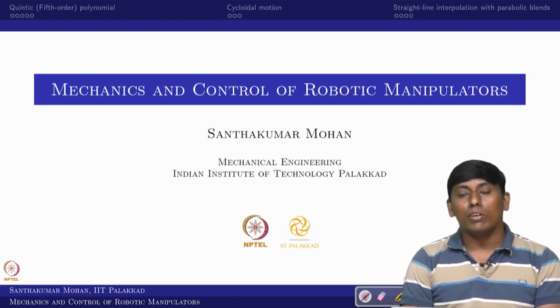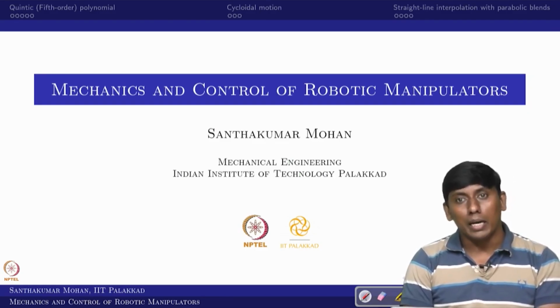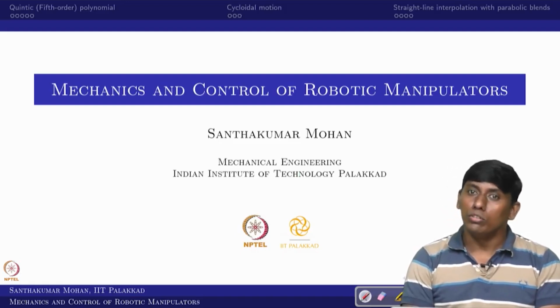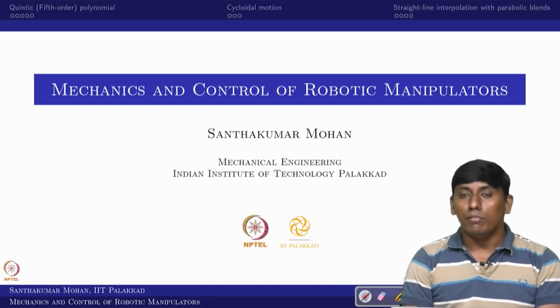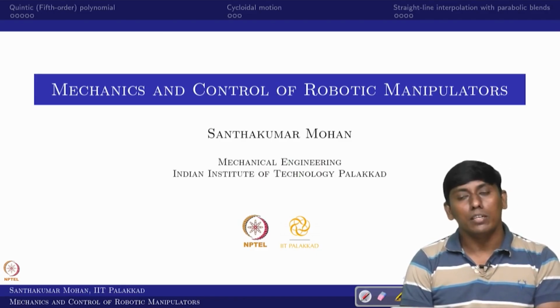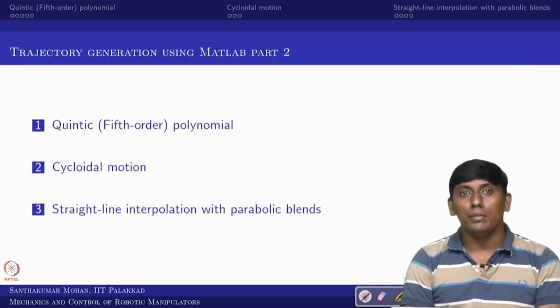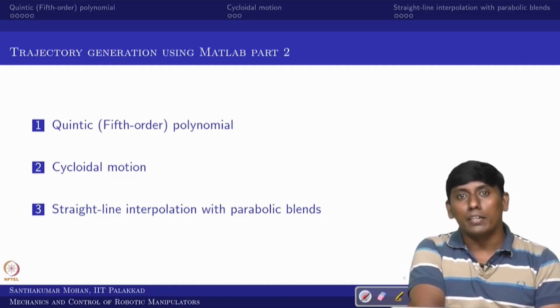We have seen what a cubic polynomial is, and how to generate the cubic polynomial in Matlab, even with via points. In this lecture we are going to see how to generate a higher order polynomial with a Matlab function, and similarly cycloidal and straight line interpolation with parabolic blend. We will look at these 3 points. The fifth order polynomial we call quintic, which is a Latin word. Quintic means fifth, and similarly cubic means third.